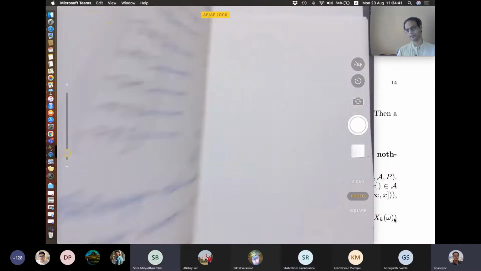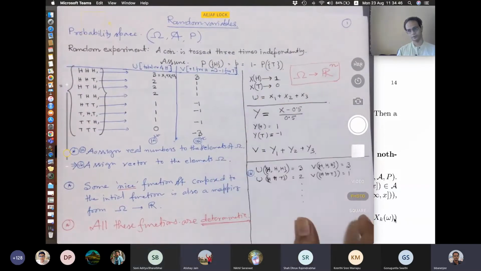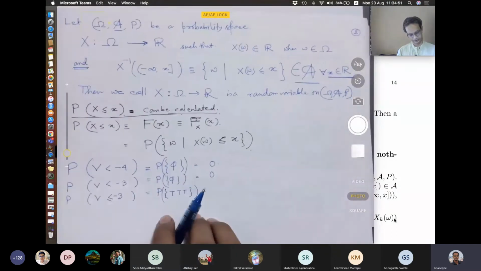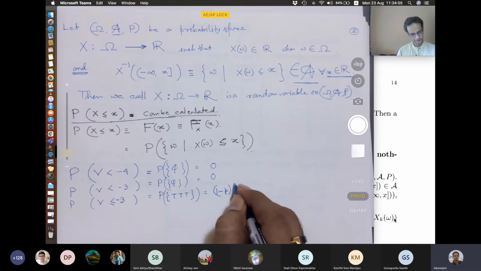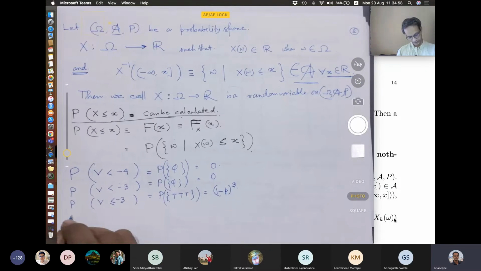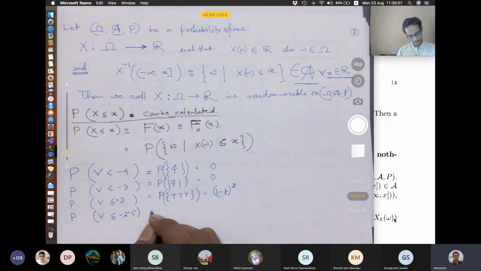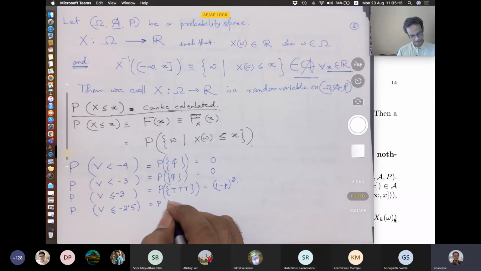Where did you get 8? 1 minus p cube, 1 minus p whole cube. Forget about that, all probability half. So 1 minus p whole cube. Okay, now if I ask V less than or equal to minus 2.5, what will you get? Same, 1 minus p cube.